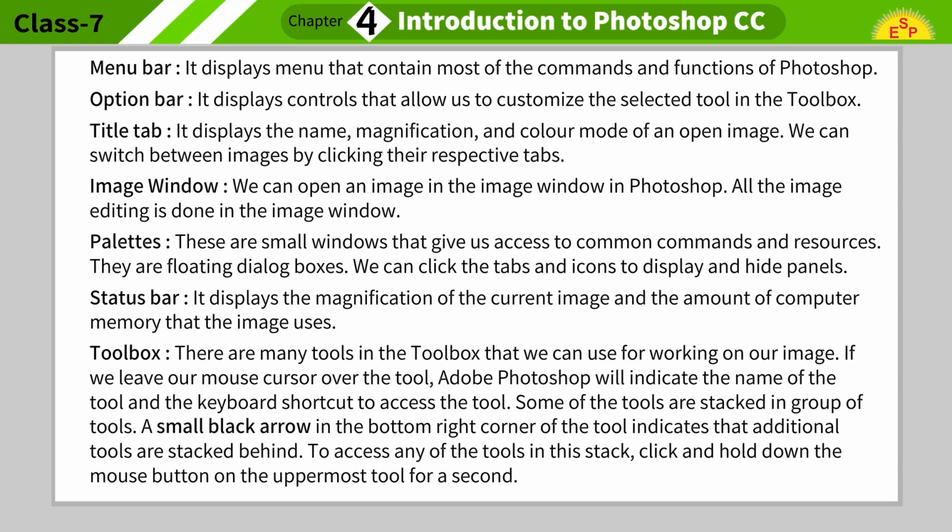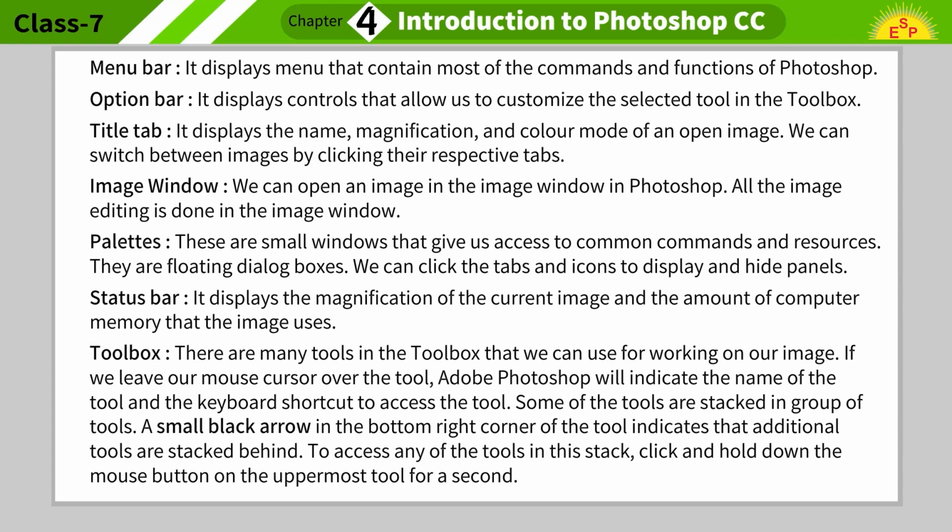Image window. We can open an image in the image window in Photoshop. All the image editing is done in the image window. Palettes. These are small windows that give us access to common commands and resources. They are floating dialog boxes. We can click the tabs and icons to display and hide panels. Status bar. It displays the magnification of the current image and the amount of computer memory that the image uses.